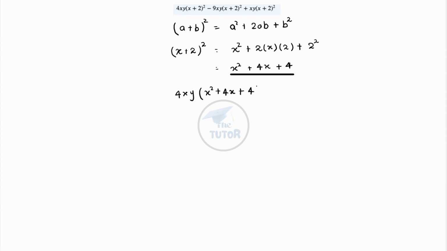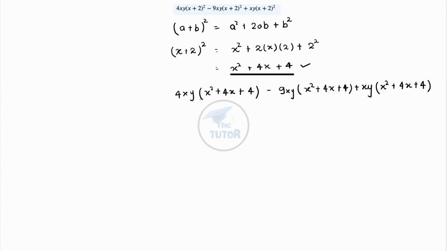Simple. Now 4xy can multiply inside the bracket and will multiply each of the terms inside the bracket, right? And then negative 9xy. Again, we have the same x plus 2 whole square, which can be written as x square plus 4x plus 4. So replace it by x square plus 4x plus 4, and then plus xy, same, x square plus 4x plus 4. It's like a chain of expressions.